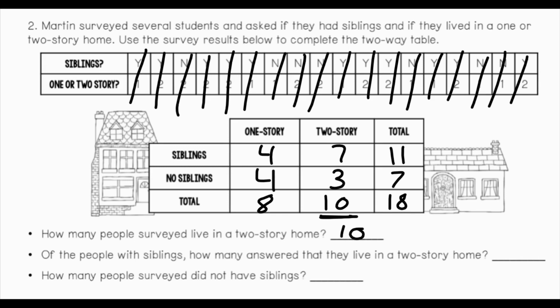Of the people with siblings, how many answered that they live in a two-story home? So this is getting more specific. This is just looking at the siblings, how many people lived in a two-story home, which is this box here, which is 7. And then how many people surveyed did not have siblings. So this is of all my data, how many people did not have siblings. Did not have siblings would be this box here, which is 7.